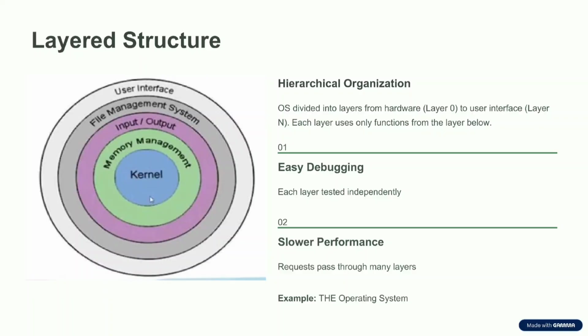Now we can see the structure. In this, the top layer represents user interface, the middle layer represents files, I/O devices, and memory management, and the bottom layer represents kernel and hardware. Now I am telling how it works. User requests go from top to bottom. Then the result returns from bottom to top. The user cannot directly access the hardware.